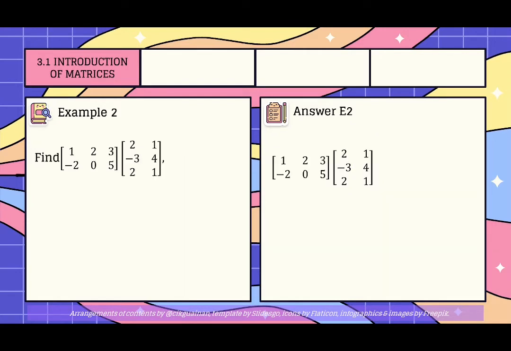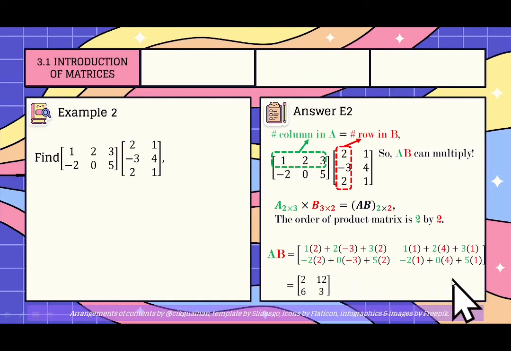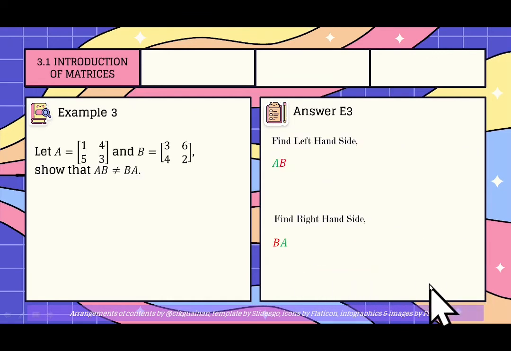For the second example, we have to multiply these two matrices. First, we have to make sure the number of columns in the front one equals the number of rows in the second matrix. Then we can multiply them. When we look at the number 2 over here and the number 2 at the back, the order of the product matrix is 2 by 2. So A multiplied by B is this calculation, and this is the final answer.